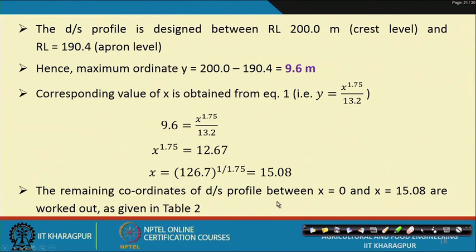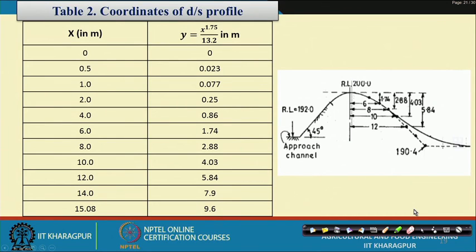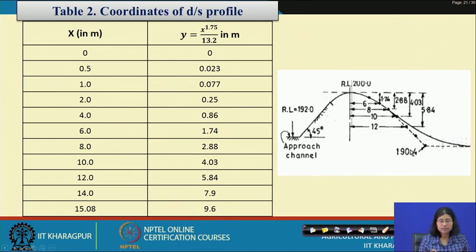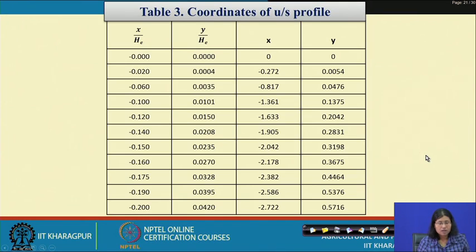Now, the remaining coordinates of the downstream profile will vary between x and 15.08, which can be worked out in table 2. These are the coordinates of the downstream profile here. As you can see, this is the x, the horizontal, and this is the vertical axis. It is like a projectile. Once you plug these values in, you get the y value corresponding to the x value, and you will get this curve. This is the downstream profile of the coordinates.